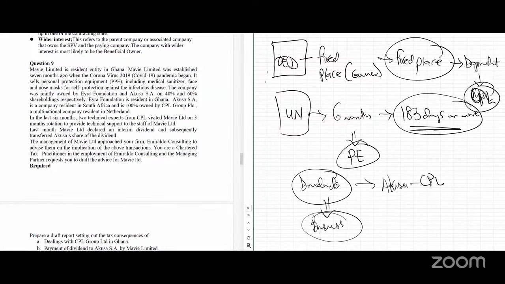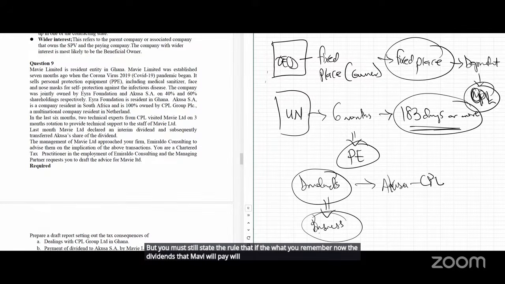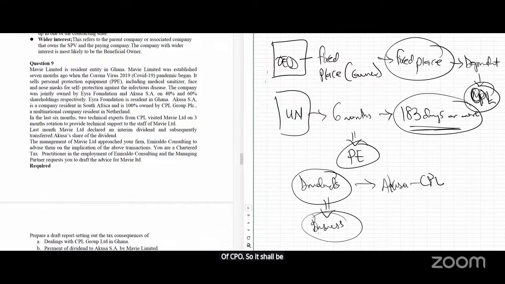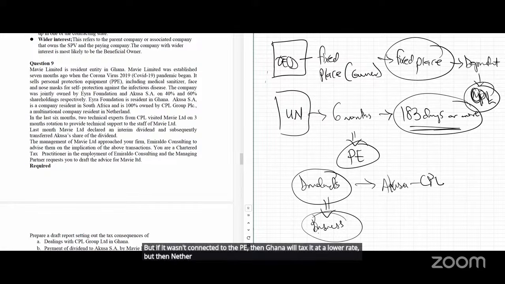But you must still state the rule that the dividends that Mavi will pay will be connected to a PE of CPL. So it shall be taxed where the PE is located, which is Ghana. But if it wasn't connected to the PE, then Ghana will tax it at a lower rate, but then the Netherlands will also tax it fully, and then grant CPL what? Credit.